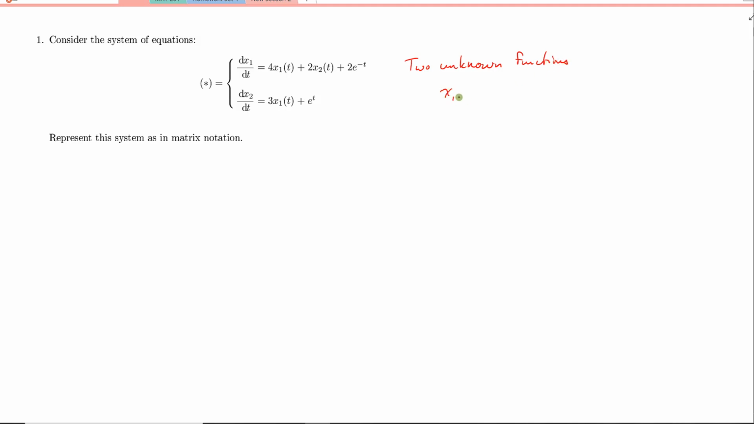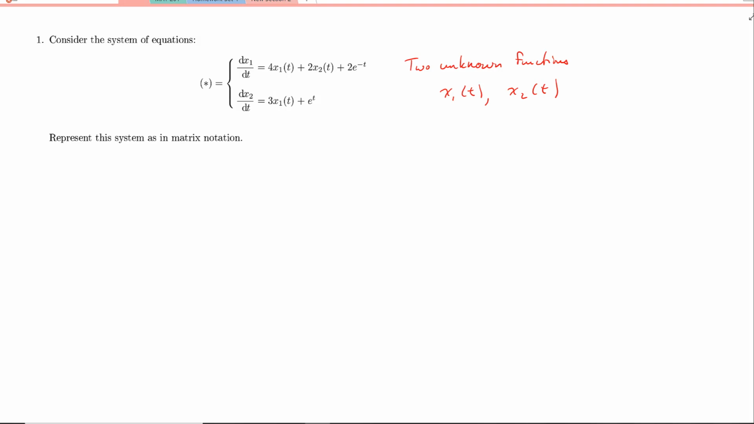Well, x1 of t is one of the unknown functions, and x2 of t is the other unknown function. And we've got this tied system, sometimes called a coupled system, where dx1/dt is given in terms of the sum of these two functions plus this non-homogeneous term here, and dx2/dt is given as an expression involving, in this case, 3 times x1 of t plus this non-homogeneous term here. So what we'd like to do is learn how to represent this as a matrix equation.